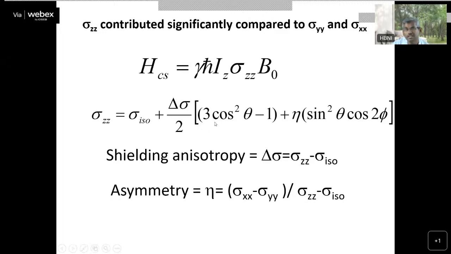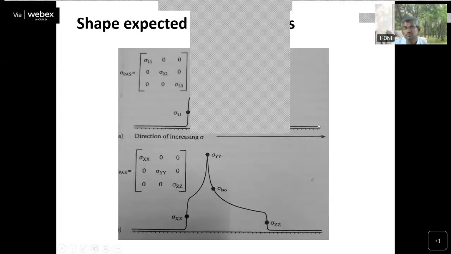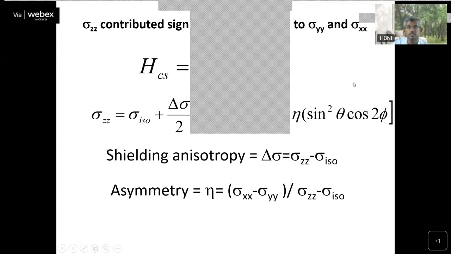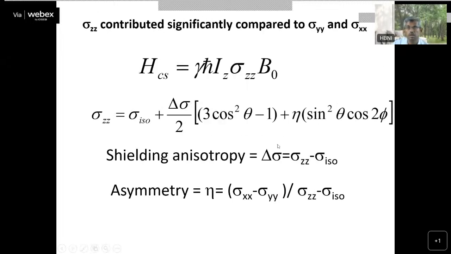Another thing you may notice here: like the dipole-dipole interaction, we have the term 3 cos squared theta minus 1. This angular term is here also. Of course, other angular terms are also there. But if you see here, the angular term is less complicated, because only two terms are there compared to the dipole-dipole interaction. So these are the parameters which you get. You remember the 3 cos squared theta minus 1 term in the dipole-dipole interaction as well as in the chemical shift anisotropy.